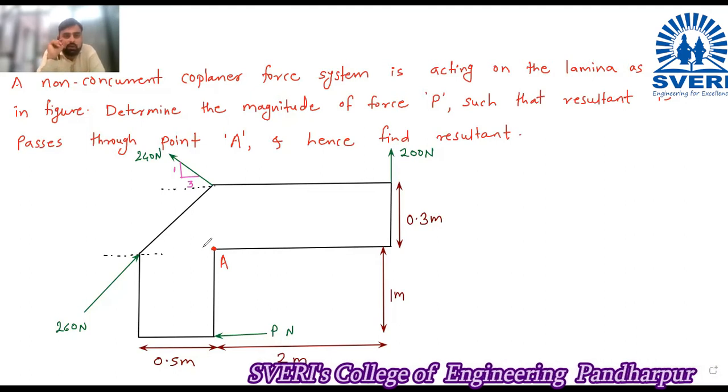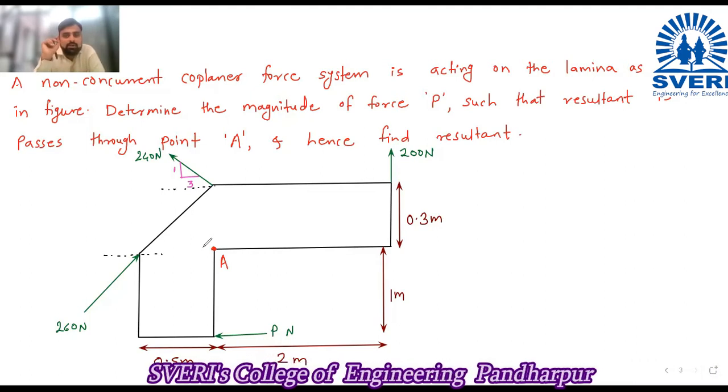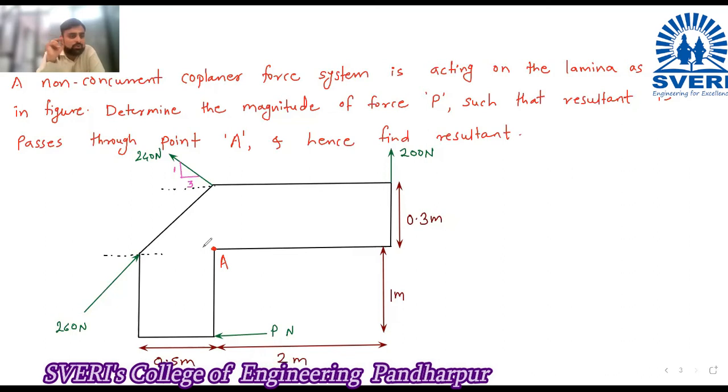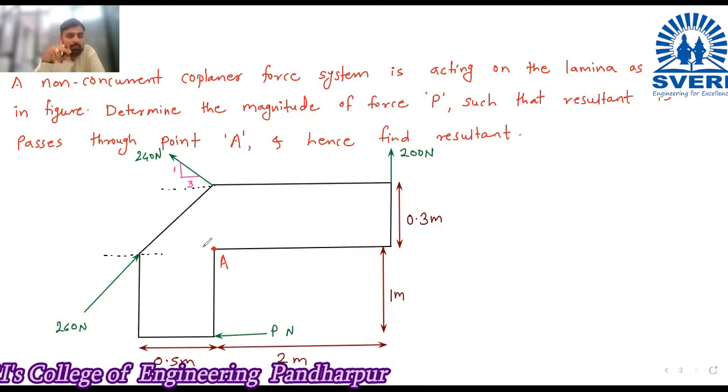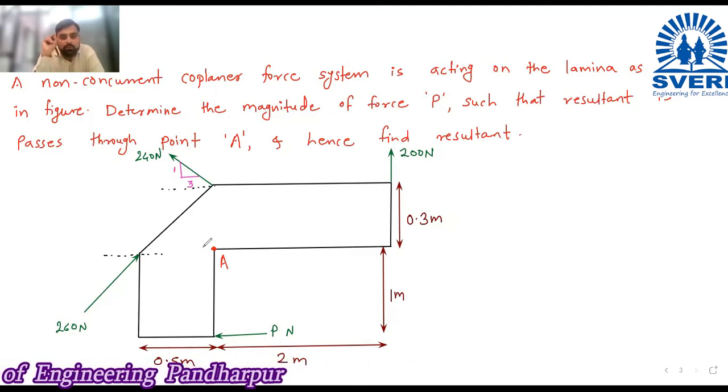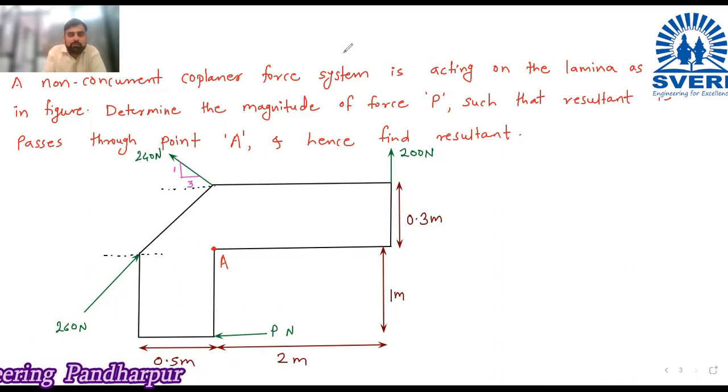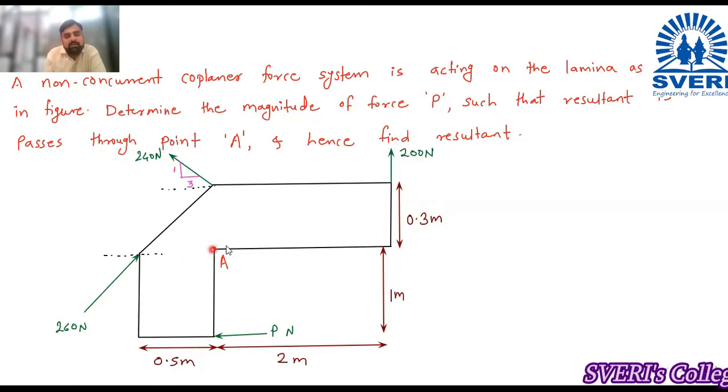So a non-concurrent coplanar force system is acting on a lamina as shown in the figure. So this is the given diagram. Determine the magnitude of force P. So where is force P? Force P is over here, such that the resultant passes through point A. So the resultant is passing through point A.